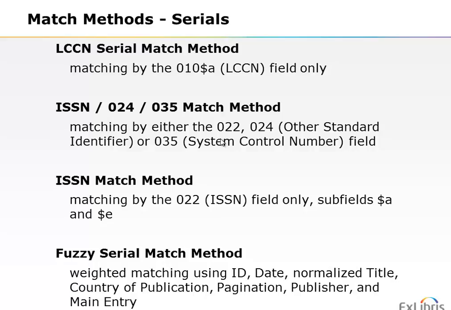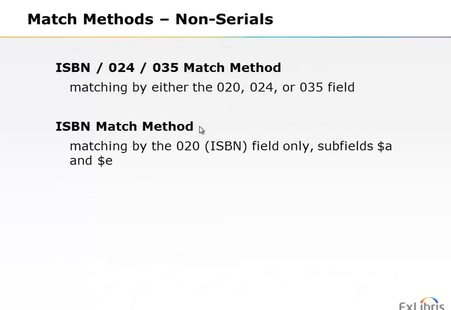If these fields are sufficiently similar to each other, the total weighting of this match method will reach the threshold and be identified as matching. If not, then not. Just as for serials, also for non-serials, we have the same match methods, except for these two, which differ for the non-serials than for the serials.